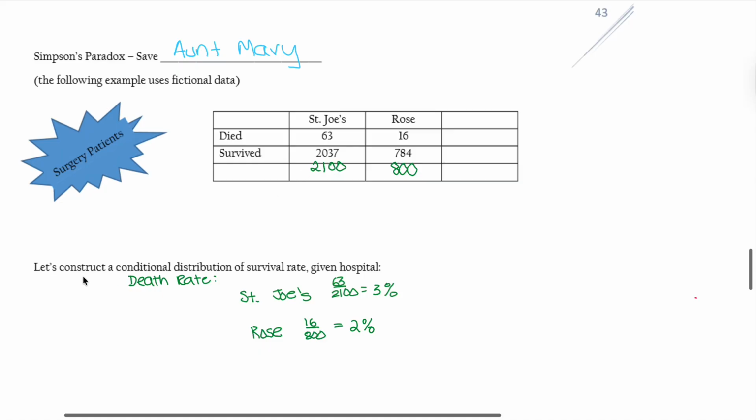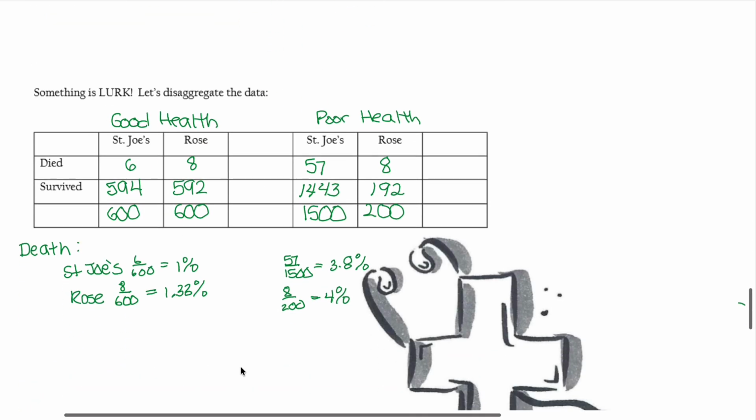Let's construct a conditional distribution of survival rate given hospital. The death rate from St. Jules is 63 divided by 2100, which is 3%. And Rose Hospital is 16 divided by 800, which gives you 2%. From this data, it's clear to say that St. Jules Hospital has a higher death rate for taking the surgery. But is that really the truth? We have to examine it more.